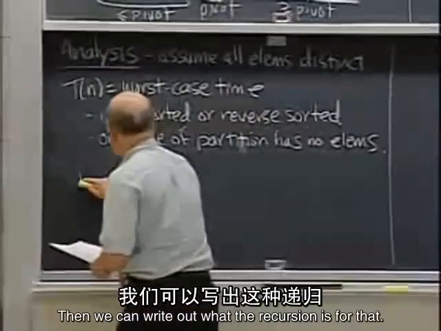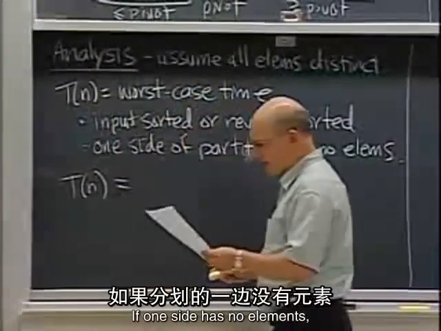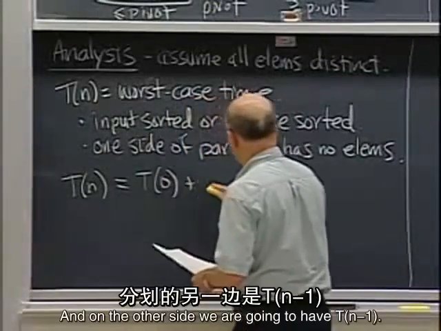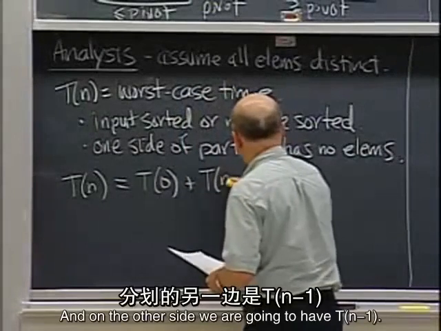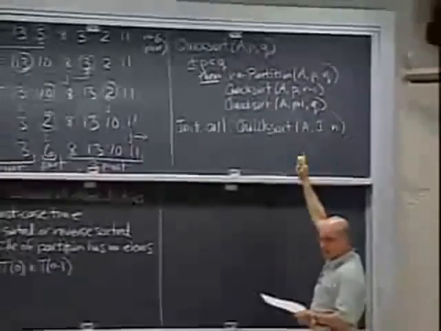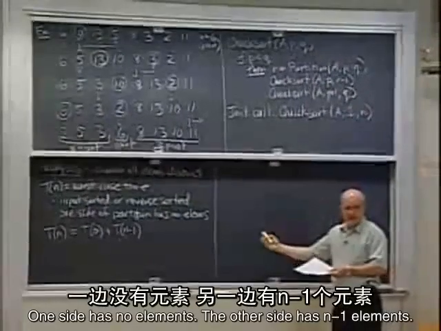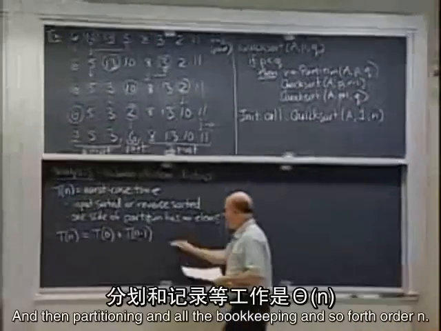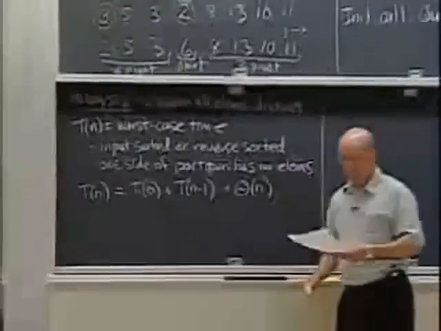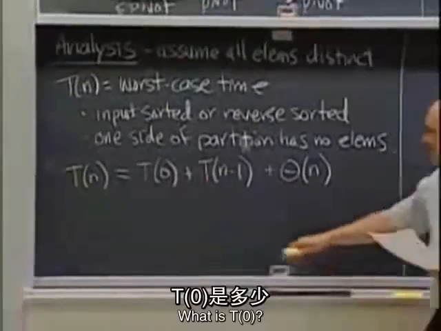So then we can write out what the recursion is for that. If one side has no elements, we're going to have T of 0 on that side, and on the other side we're going to have T of n minus 1. So we're just writing out the recursion for this. Okay? So one side has no elements, the other side has n minus 1 elements, and then the partitioning and all the bookkeeping and so forth is order n. Okay? So what is T of 0?